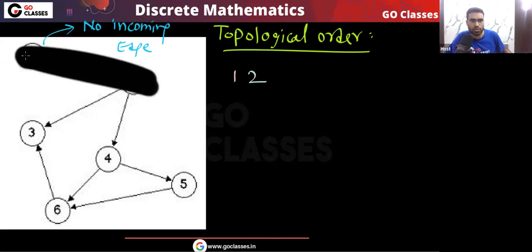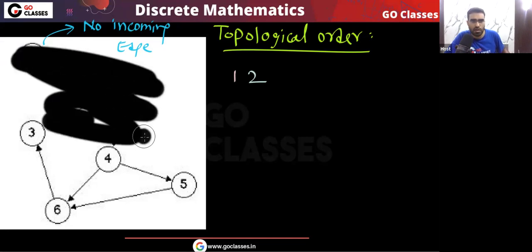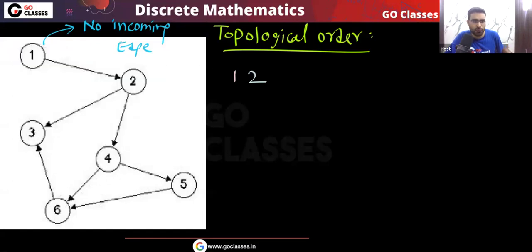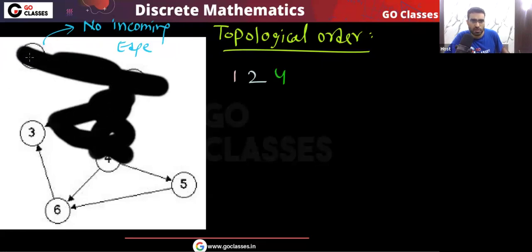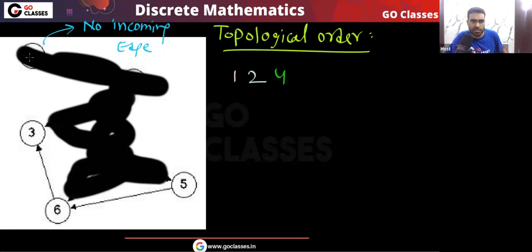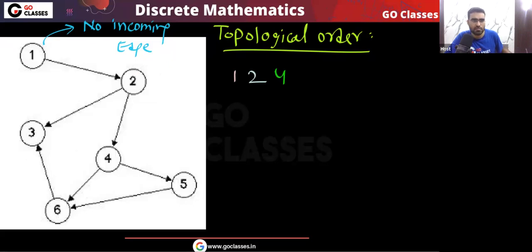Now if I delete these 2, these are gone. Now which task can I do? Now I have to do task 4. Yes or no? Because task 4 has no incoming edge. You can see there is no incoming edge in task 4. So I have to do 4. Now, if I delete all these, you tell me which task can I do? Task 5 has no incoming edge. So I must do 5, then 6, then 3. Yes or no? 5, then 6, then 3.